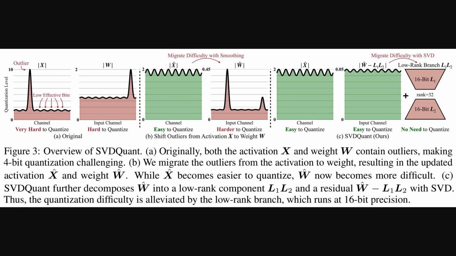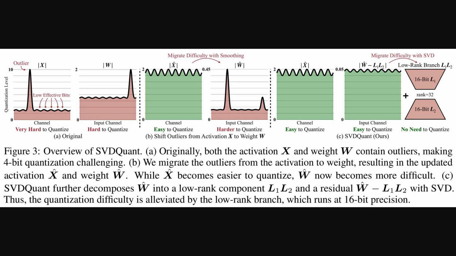Right, so building on that idea of handling outliers, figure 3 here gives us a more detailed look at the actual SVDQuant process. Initially, you see in part (a), both the activation X and the weight W have these spiky outliers, making them tough to quantize down to 4 bits directly. So the first step, shown in (b), is smoothing. This cleverly shifts the outliers from the activation, making it smoother and easier to quantize. But it pushes those outliers into the weight W, making it harder.